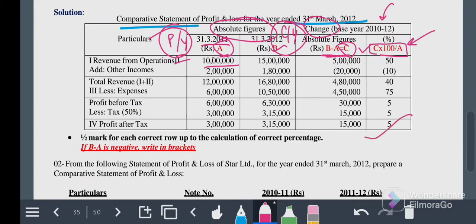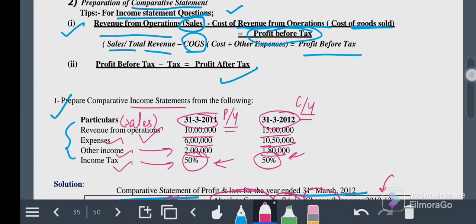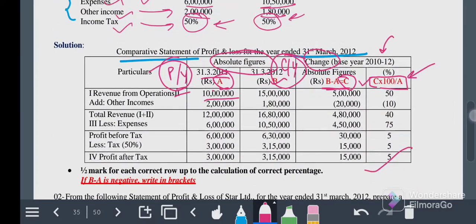Now try to do it on your own. You have the question here; without seeing the solution, first try to do it on your own. Now you know the format and how to do it. For example, 15 lakh minus 10 lakh is 5 lakh, which goes in column C. And 5 lakh into 100 upon 10 lakh gives us 50, so 50%. The percentage sign is already put into the column, so we are not going to write it for everything. But we are very clear that you have A, you have B, you have C, you have D.